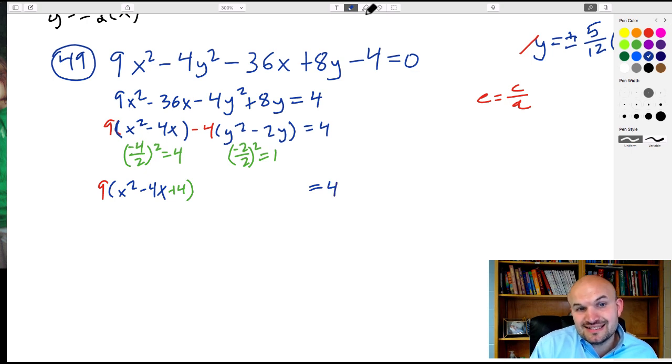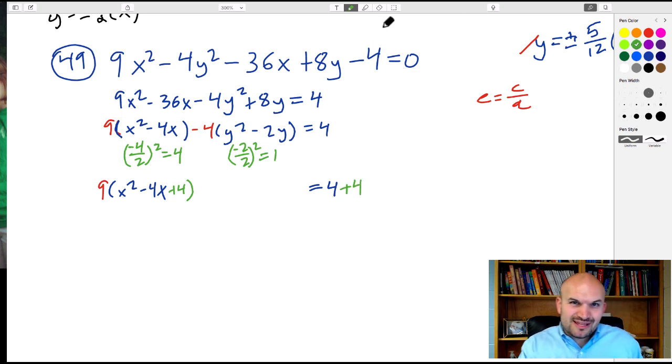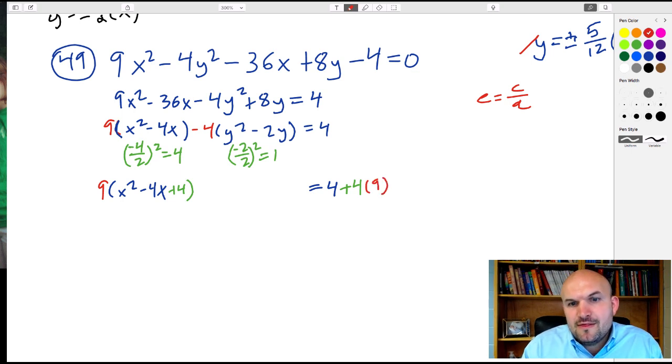There's that 4 there. Since I'm adding this green 4 on the left side, I've got to add the 4 on the right side. But I'm not really adding a 4. I'm adding a 4 that's being multiplied by 9. So that means I need to multiply this 4 by 9. Then we move on to the next one.